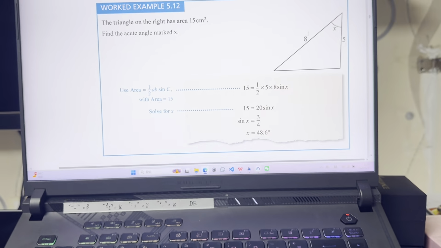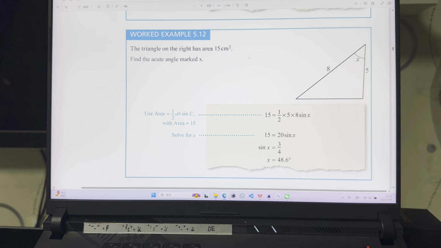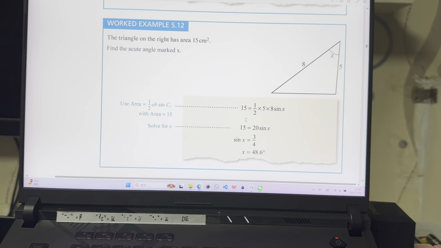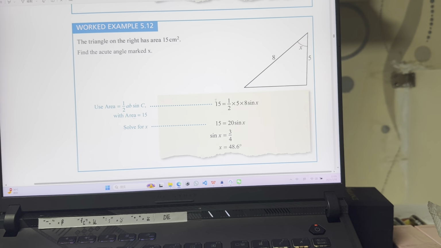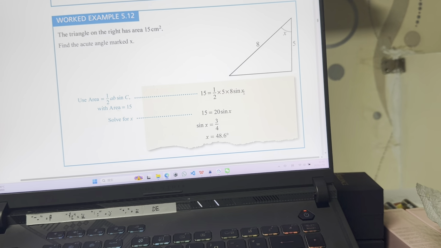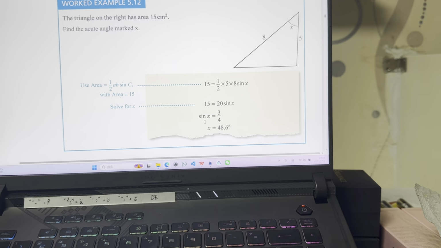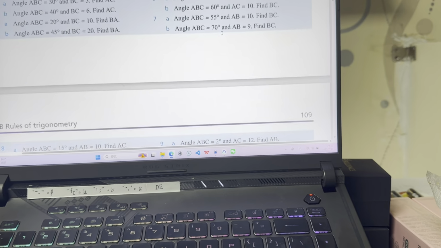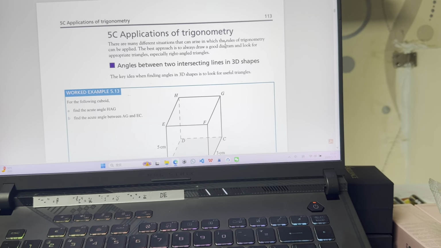If we know two sides and we know the area of this triangle, then we can use the formula to calculate. How to calculate it? We put all the things we know in the formula, and we want to get x, so we move sine x to only one side. Then we use a calculator to calculate how much x is. So I think that's all about trigonometry.